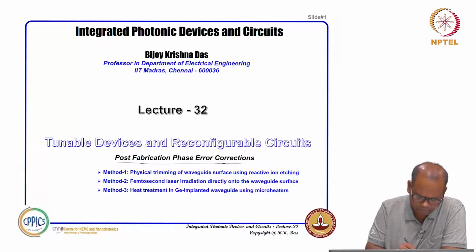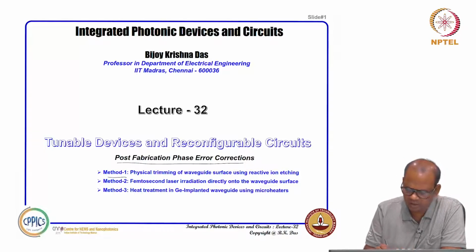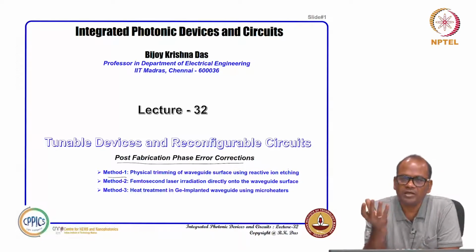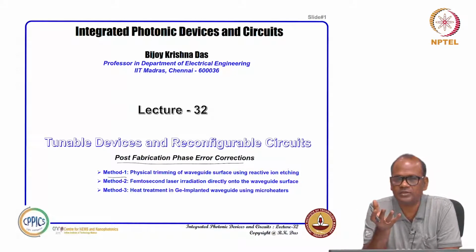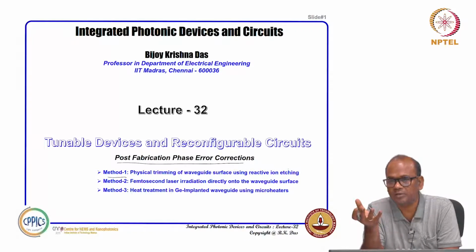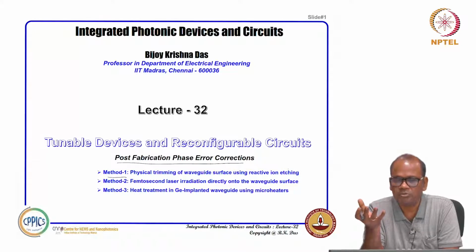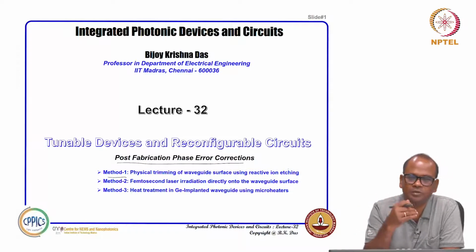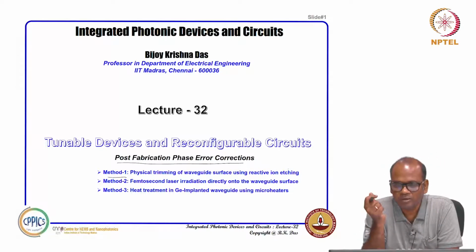First, method 1: physical trimming of the waveguide surface using reactive ion etching. Suppose you have a device fabricated with certain dimensions, and because of deviation you are not getting the expected, desired performance. What you could do is trim the waveguide surface by physically removing material, reducing the dimension. So that is one method I will be discussing.